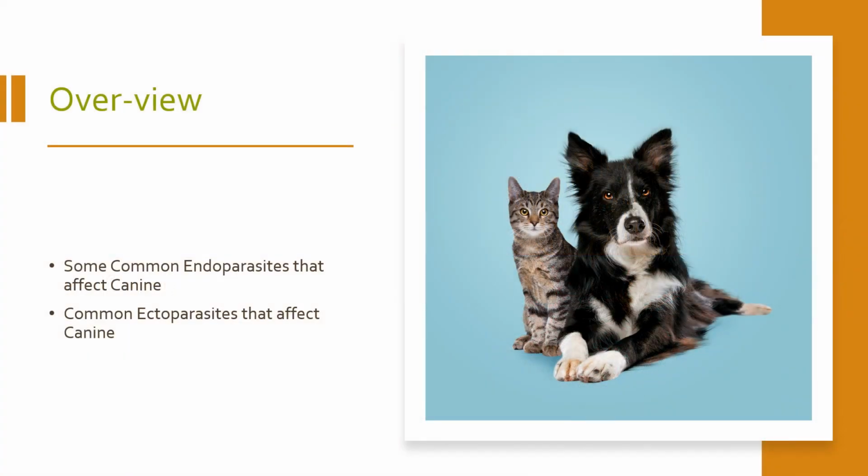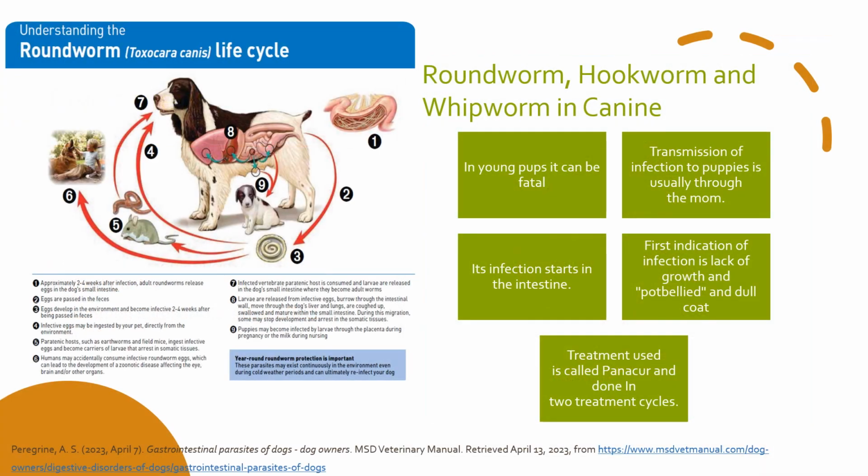Some parasites that we'll see are endoparasites as well as ectoparasites that I have put together, as well as one that is both an ecto at first, and then it can become an endoparasite as well. So the first one we're going to talk about is roundworm, hookworms, and whipworms in canines.